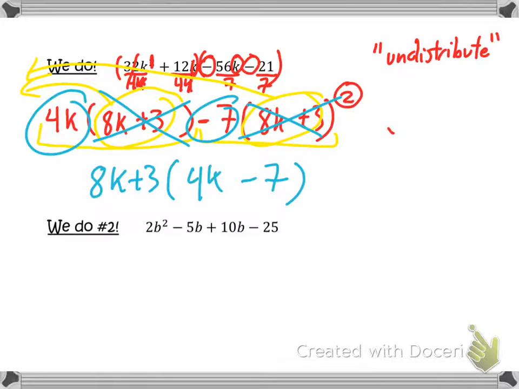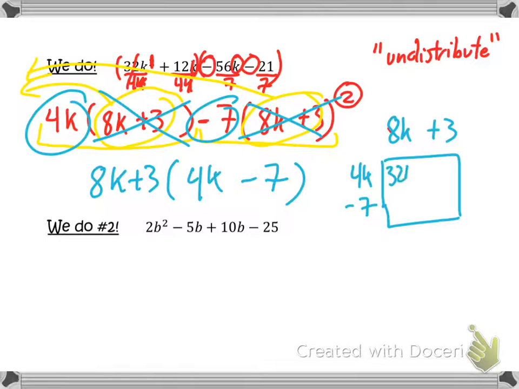Alright, and let's go ahead and double check our answers. Let's do right here 8k plus 3 and 4k minus 7. So 8k times 4k is 32k squared plus 12k and negative 56k minus 21. Hey, I think that's the exact same.